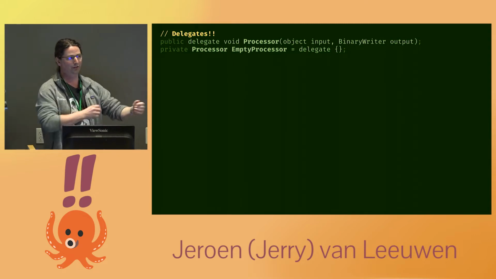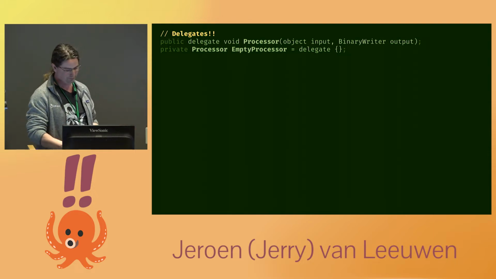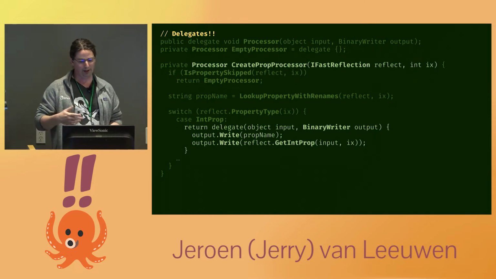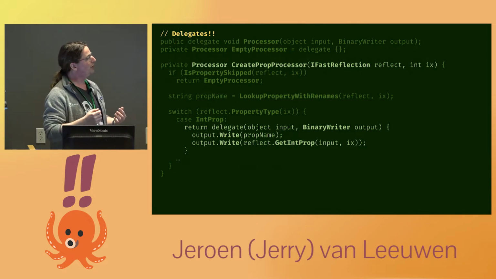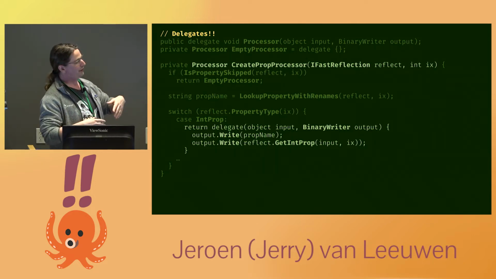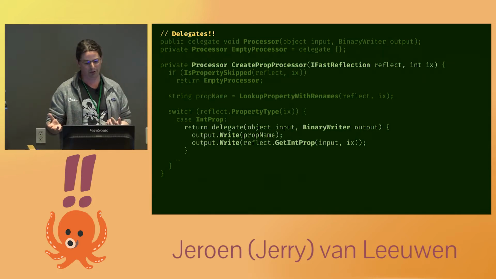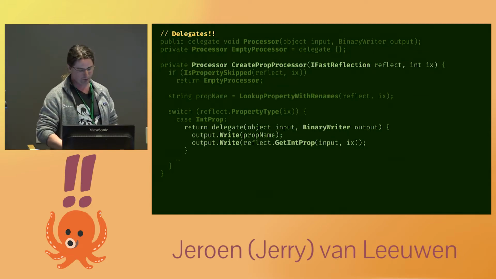Quick aside, .NET has got this thing called delegates. Think of them basically as strongly typed function pointers. They're function pointers with parameter types included. So what I did in my first step is, rather than directly making those decisions and writing out the values, I created a level of abstraction. I create a processor concept, which takes an input object and writes to a binary writer output. And I created a factory method that made all of the decisions and returns the delegate that does the actual writing. So this doesn't do the actual serialization yet, but it's the first step towards it.